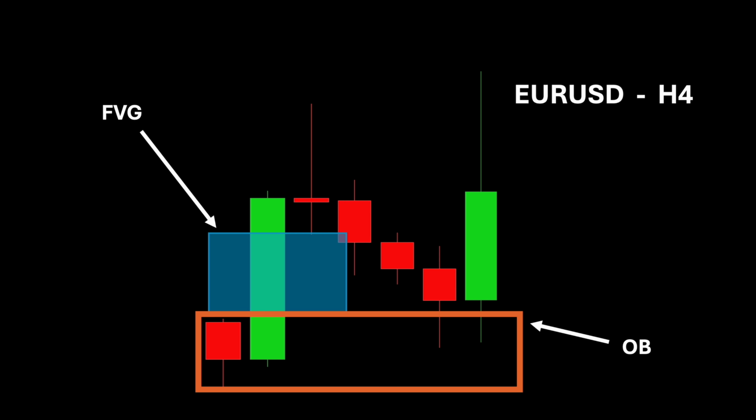Higher time frame bullish. Order block with fair value gap confirmed. Price explodes on the order block. That is your entry. Stop loss below the order block. Take profit at the next buy side liquidity above.